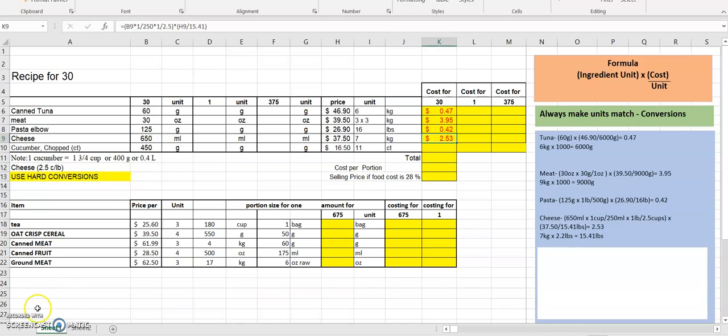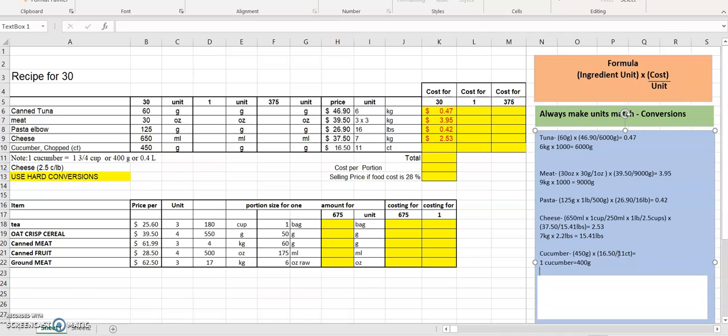Next, on to cucumber. For cucumber, it's telling us that we have 450 grams times $16.50 price for 11 chopped cucumbers. So again we have a weight equivalency. It's telling us that 1 cucumber can equal either this amount of cups, this amount of grams, or that amount of liters. In this case, we have a unit of grams, so we're going to want to keep the grams unit. So we're going to use 1 cucumber is 400 grams, and we're going to put that in our cost per unit.